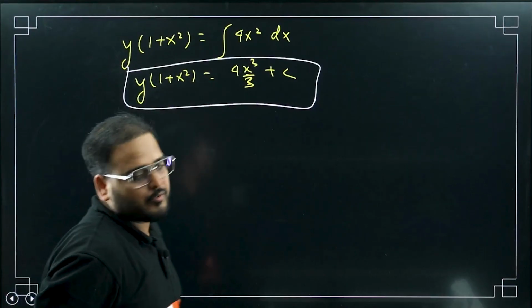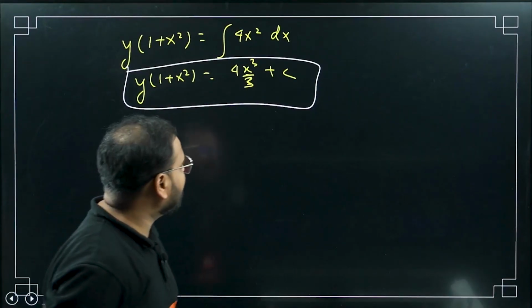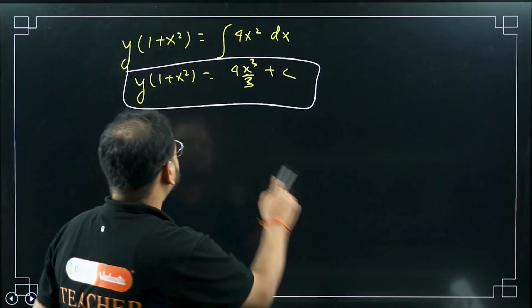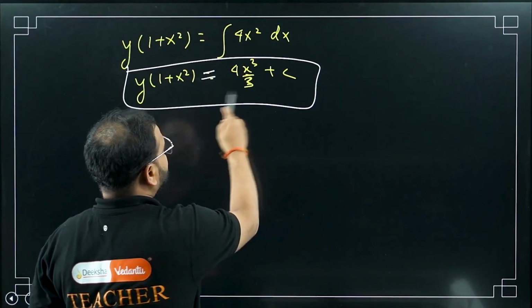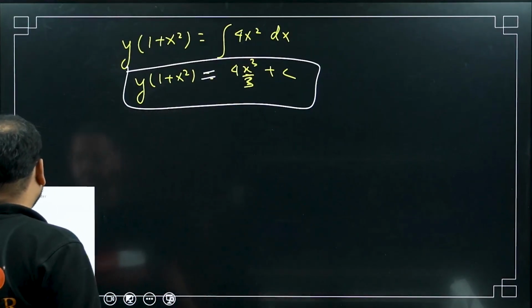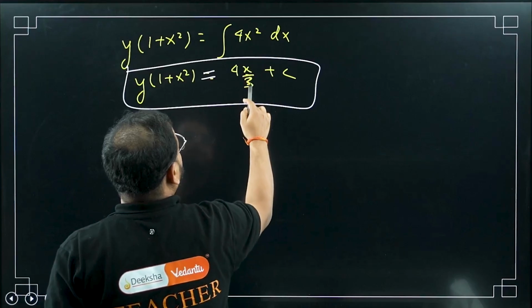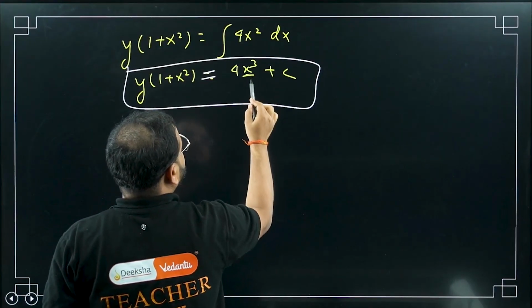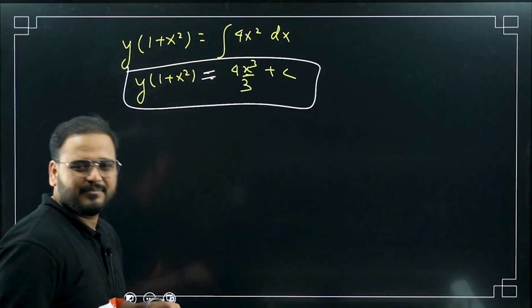y times 1 plus x square equals 4x cube by 3 plus c. 4x cube by 3. I hope this is visible. This is the equal sign. This is 4x cube by 3. Right? Doesn't look like it, sir. Let me just change a little bit so it looks the same. I know. Okay.